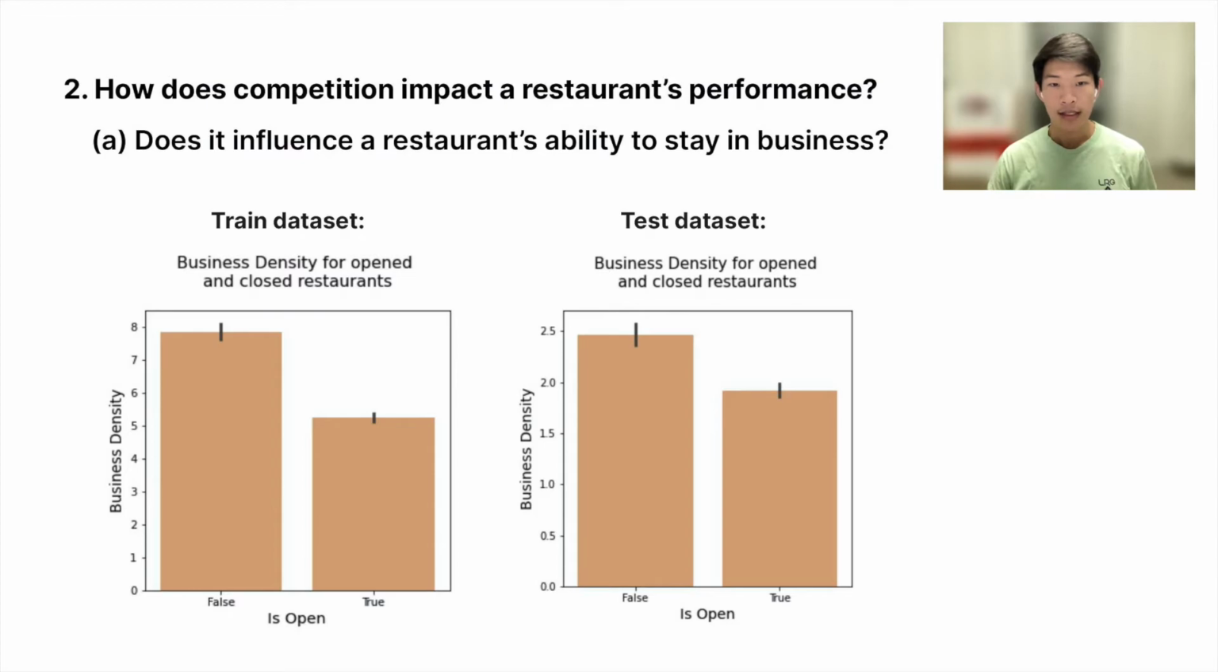One interesting fact is that the p-value is much higher for the testing set. We compared the graphs and found that this disparity is likely due to the fact that the testing set is much smaller than the training set. Hence, the range of data is also more limited, making the difference between open and closed restaurants less significant.